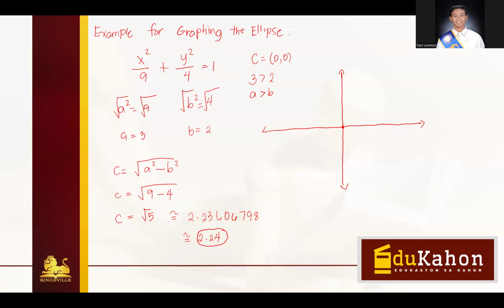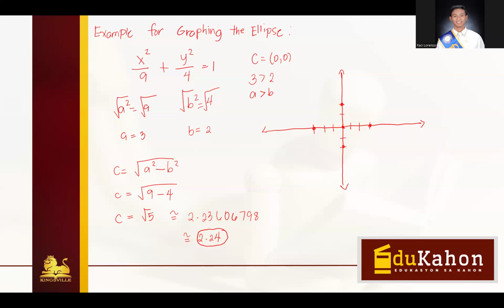Let's start from the x-axis on the quadrant 1. So we have 1, 2, and 3. So this is your vertex. And we have also here 1, 2, and 3 to the left side. And we also have here 2 units from the origin, upward and downward, because the value of b is equal to 2. So this is 1, 2. This is also 1 and 2.